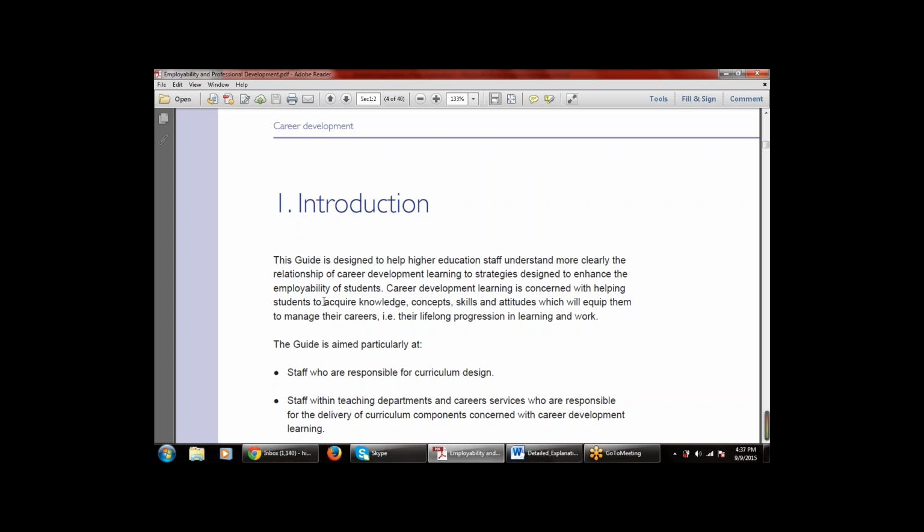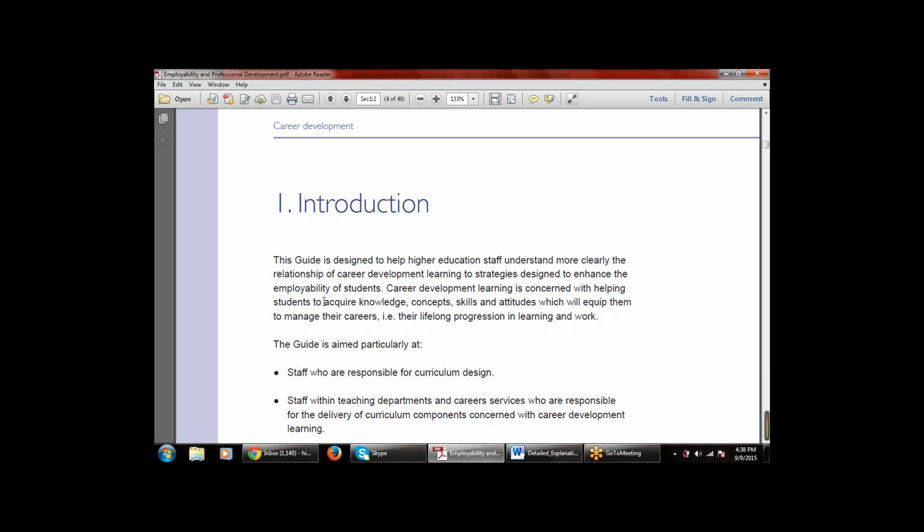Career development learning is concerned with helping students to acquire the knowledge, concepts, skills, and attitudes which will equip them to manage their careers. Career development means that it is related to a career. After completing computing and system development, what do you do? What is the main motto for getting the degree or the diploma? What is the main concern?